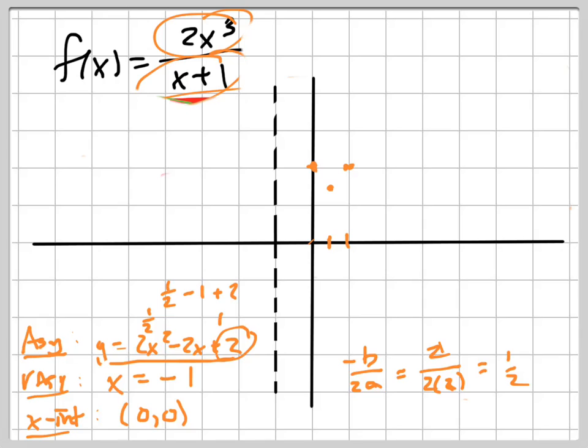Let's plug in one more thing. Let's plug in negative 1 to see where the parabolic asymptote crosses the vertical asymptote. When I plug in negative 1, I get 2 plus 2 plus 2, which is 6. So 2, 3, 4, 5, 6. It's up here somewhere. I'm running out of space. Let's pretend like that's 6 up there. I know it's not, but let's pretend like it is.